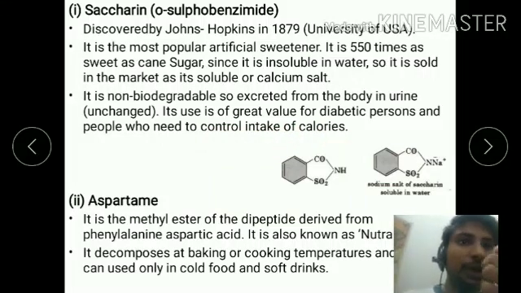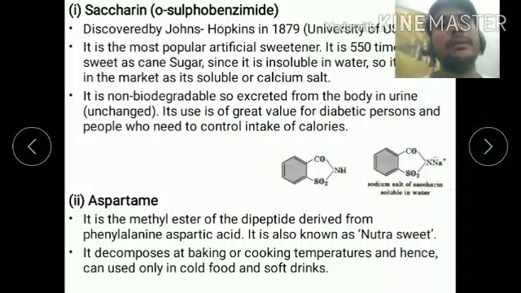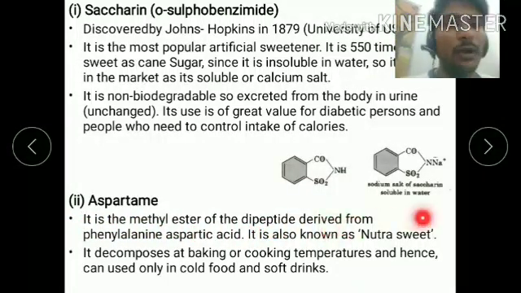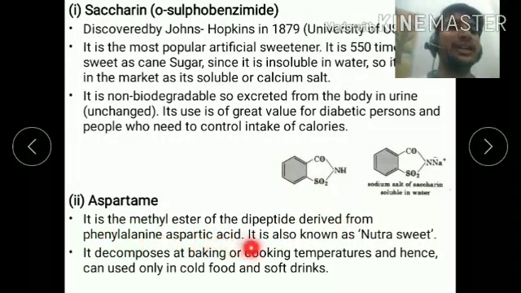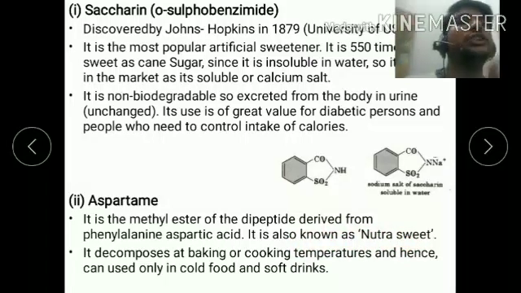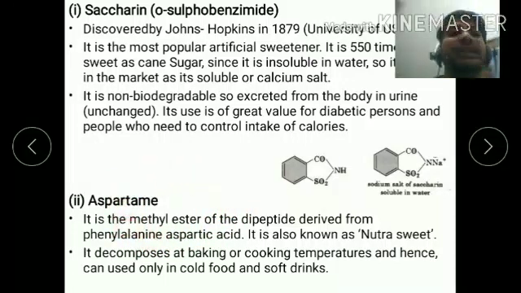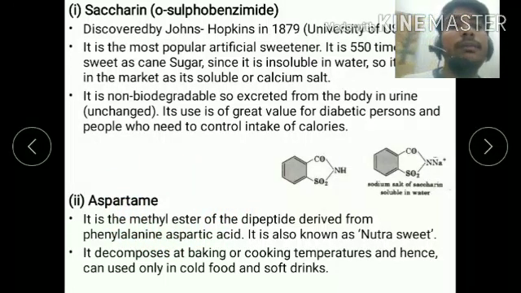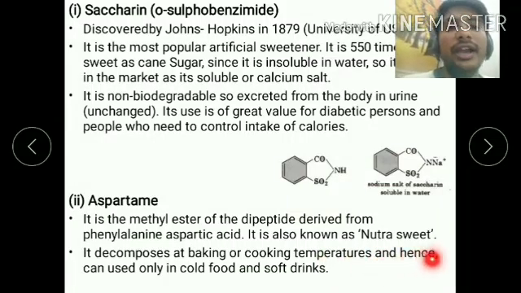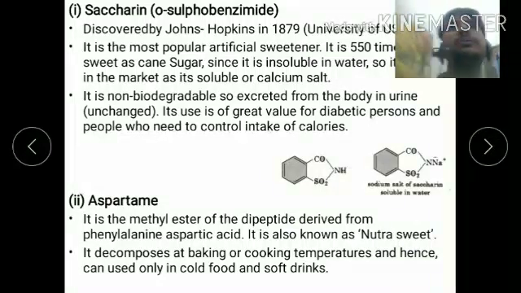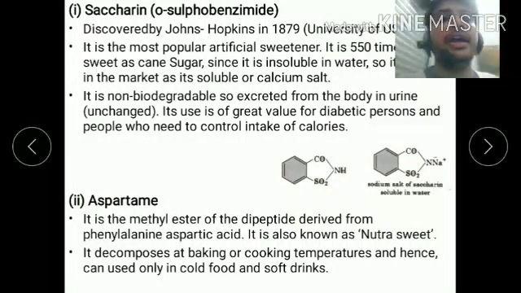Okay, the second one is aspartame. It is the methyl ester of the dipeptide derived from phenylalanine and aspartic acid. It is also known as NutraSweet. It decomposes at baking or cooking temperature and hence can be used only in cold food and soft drinks. Our soft drinks, Pepsi, Thums Up, Coca-Cola, contain aspartame.